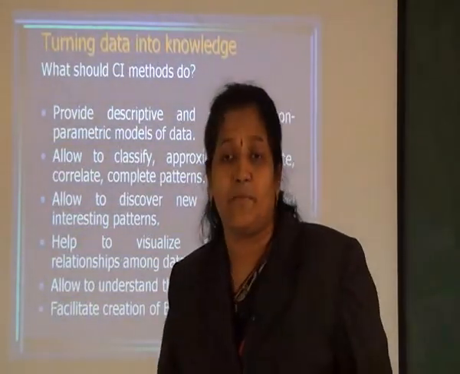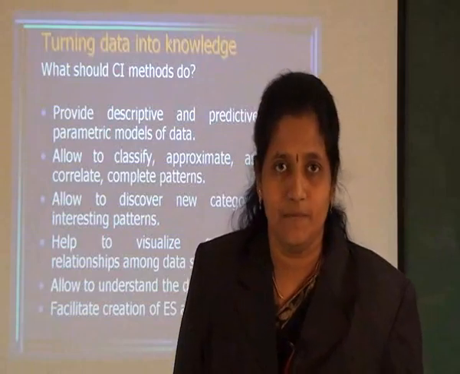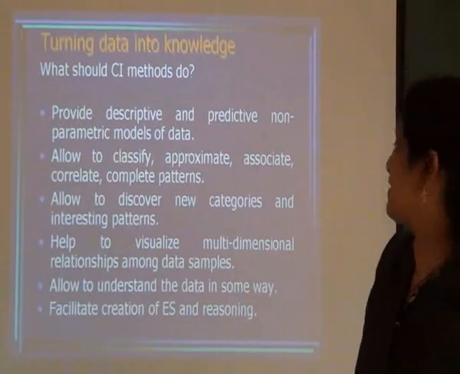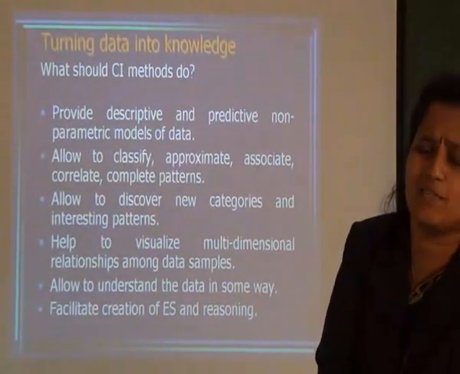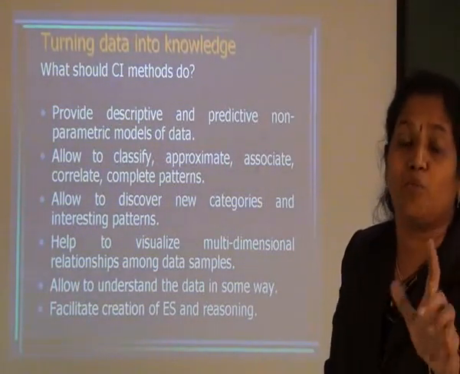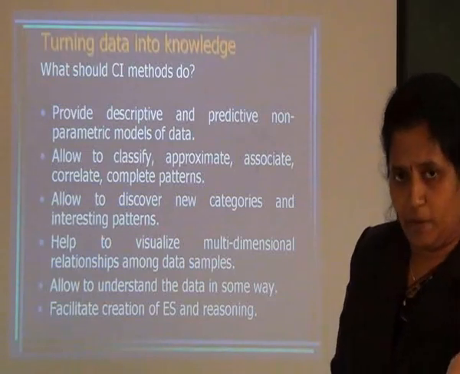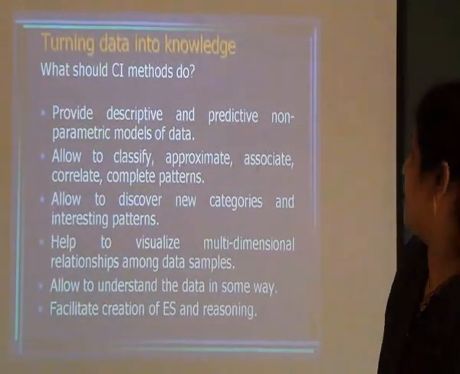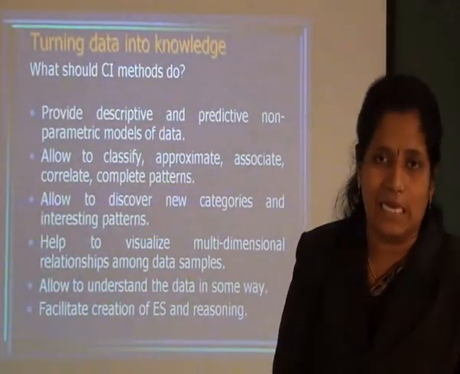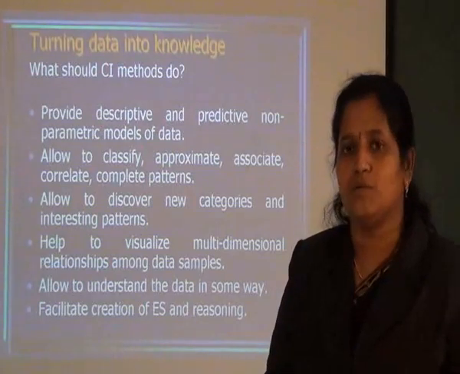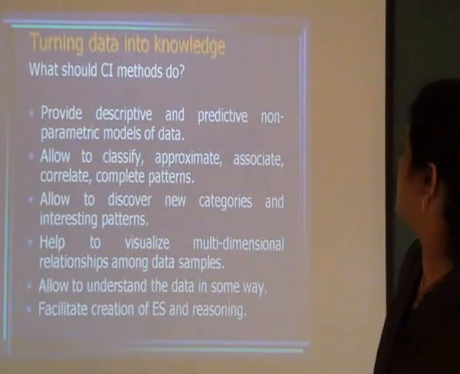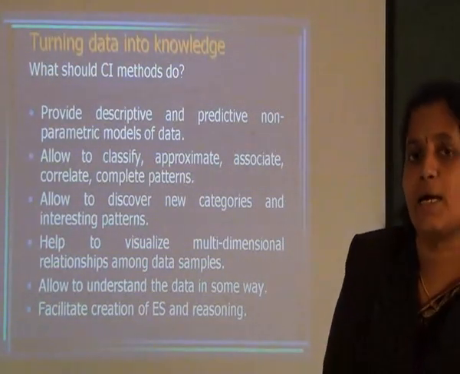So what should CI methods do? As I discussed earlier, it has a lot of components. Every component has its own purpose. One component will help to model the data. The model can be a descriptive model or a predictive model. And it allows us to classify the data, approximate the data, find the relationship between the data, how the data are stored or how the data are associated with each other. So it can be used to associate, correlate and complete the pattern.